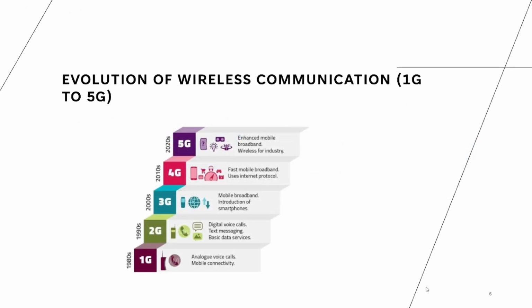Then we consider the evolution of wireless communication. From this evolution we can identify that the shift from wire to wireless has been a revolution in how we connect and interact. Each generation of wireless technology has brought significant advances in speed, capacity and capability. Wireless communication is essential for the modern digital world.